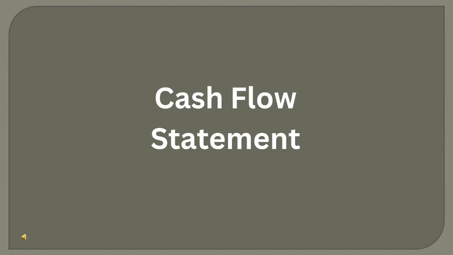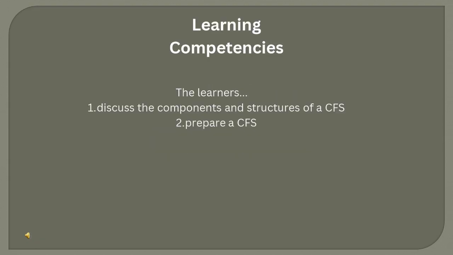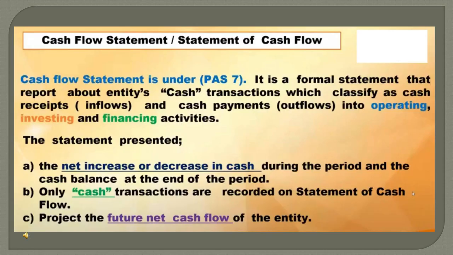Our lesson for today will be about the cash flow statement. You are expected to discuss the components and structures of a CFS and prepare a CFS. The statement of cash flow is under PAS 7. It is a formal statement that reports an entity's cash transactions, which are classified as cash receipts (inflows) and cash payments (outflows), into operating, investing, and financing activities.